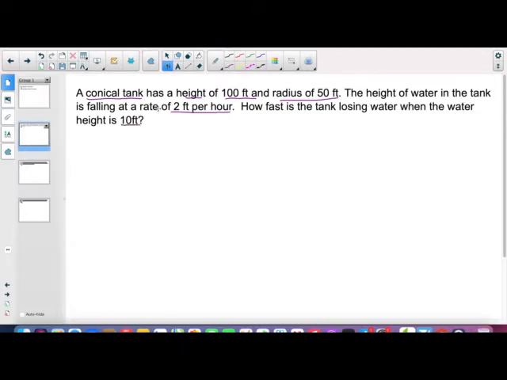So in this example, we need to talk about what they've given us and what type of situation this is. So it's a conical tank. A conical tank is the shape of a cone, so I'm just going to do a rough sketch here. Here's my cone-shaped tank. We've got a radius, and they tell us that the radius is 50 feet when the height of this cone is 100 feet.